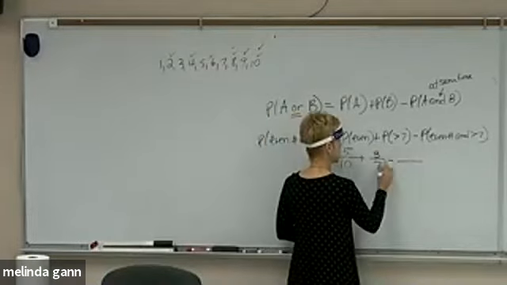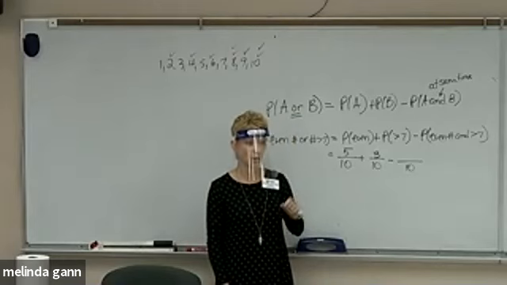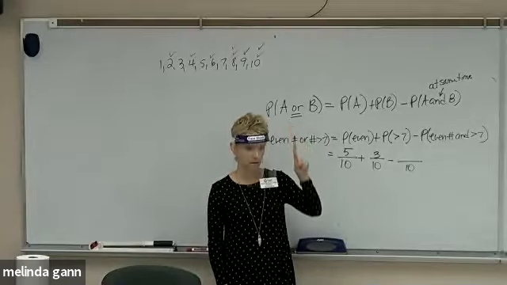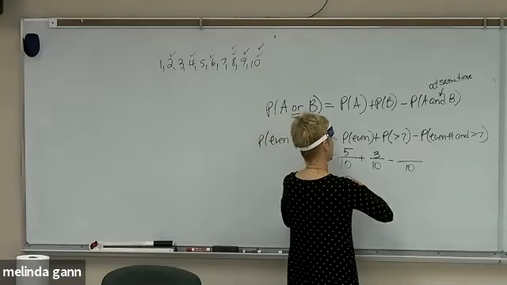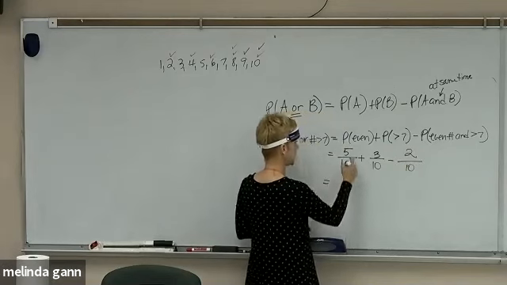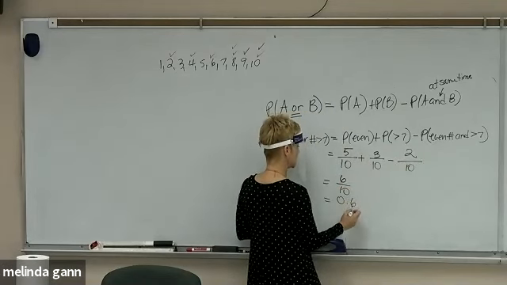And then I've got to stop and think, which numbers were even and bigger than 7 at the same time? So 8 is even and it's what? Bigger than 7. What other one? 10 was even and bigger than 7. So that's why I'm taking off 2 out of 10. And so I end up getting 8 minus 2 is 6 out of 10. So I get 6/10 or 3/5, depending on whether you like a decimal or reduced fraction.